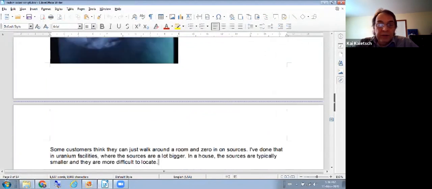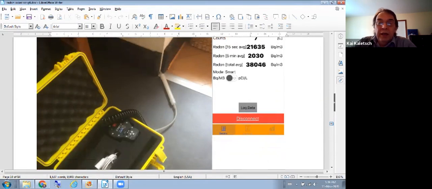As well, this is in Europe, and so here he's seeing 38,000 becquerels per cubic meter coming out of the baseboard there. No holes drilled into the floor, just a straight sniff on the basement, on the baseboard. 38,000 becquerel per cubic meter is 1,000 picocuries per liter. So that is a healthy source.